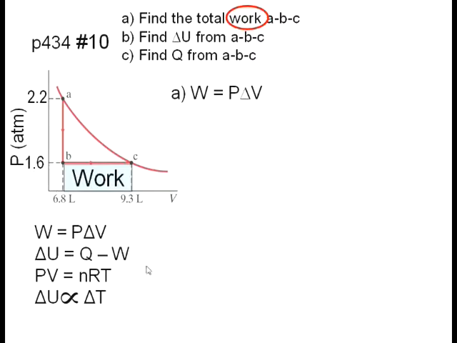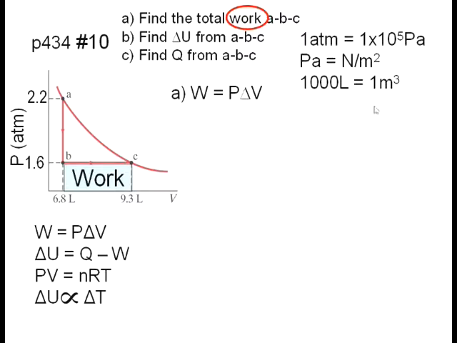pressure, 1.6. Now in chemistry, they measure pressure in atmospheres. In physics, we use pascals. And in chemistry, they use liters or cubic centimeters for volume. We use cubic meters in physics. So we have some conversions we need to know. This first one is on your AP sheet. 1 atmosphere is 1 times 10 to the 5th pascals. We use pascals in physics because that's the one that has newtons and meters, so we can use it with our other units. And 1,000 liters is 1 cubic meter is our other conversion.